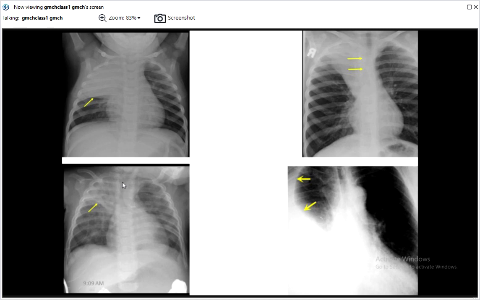And when you see this X-ray again, this is a radio opacity. Trachea is central only. Here you can very well visualize the trachea and how this radio opacity looks. There are plenty of air bronchograms. So this is a consolidation, a typical consolidation.